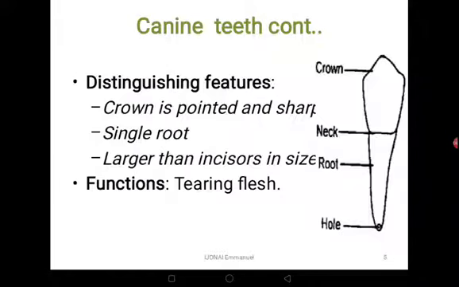So you can look at them there. Among the distinguishing features, you can see the crown, and you can see the neck, which is the part between the crown and the root. You can see they have a single root, just like the incisors. They are somewhat larger than the incisors in size, and their major function is tearing the flesh.